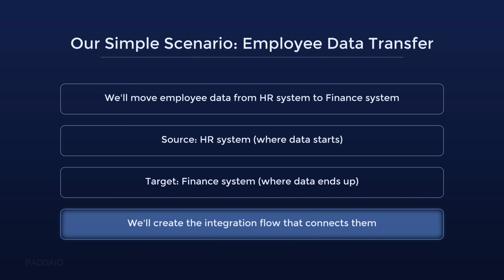We will create the integration flow that connects them. This means building a pathway for data to move automatically between systems. For instance, when HR updates an employee's address, the integration flow ensures payroll receives this change instantly. This seamless connection keeps data consistent across your business applications.